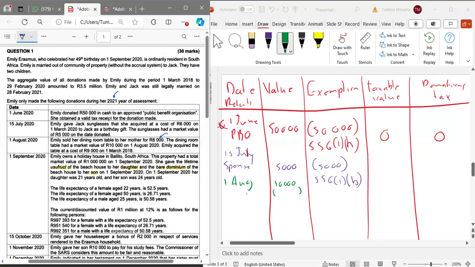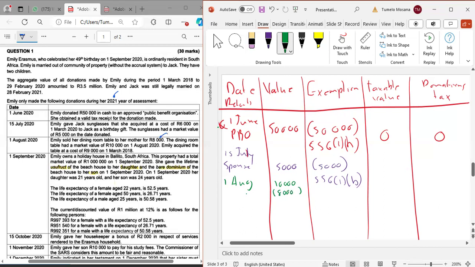You sold to your mother for 8,000. So the deemed donation is 10,000 minus 8,000, so the taxable deemed value will be 2,000. Yes, it's a deemed donation, not an actual one. It's deemed by section 58. So the 2,000 Rand will be the taxable value? Yes.